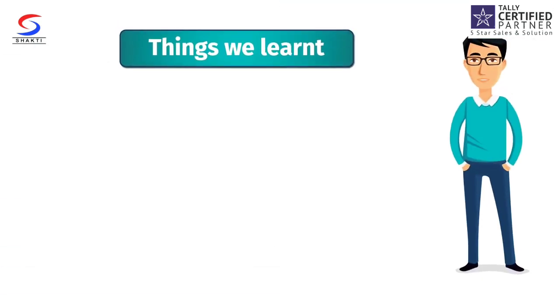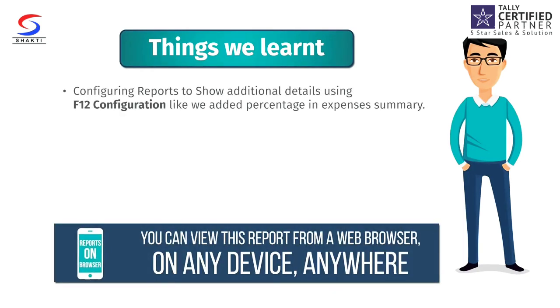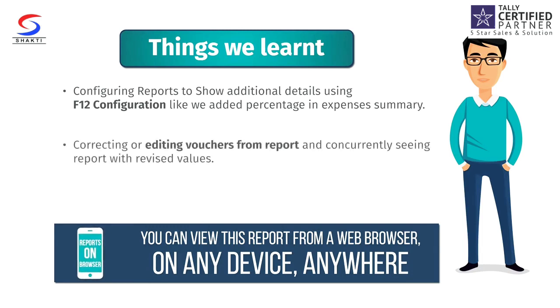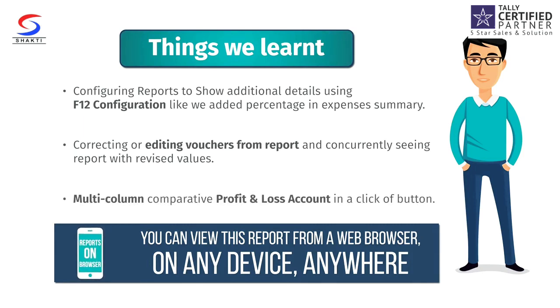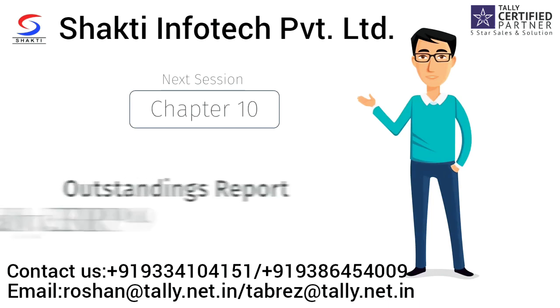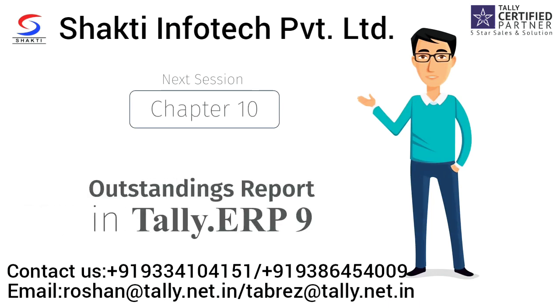Alright, here is a quick recap of what we learned. Configuring reports to show additional details using the F12 configuration, like we added percentage in expenses summary. Correcting or editing vouchers from report and concurrently seeing reports with revised values. And multi-column comparative Profit and Loss account at the click of a button. In our next chapter, you will see the outstandings report in Tally.ERP 9.